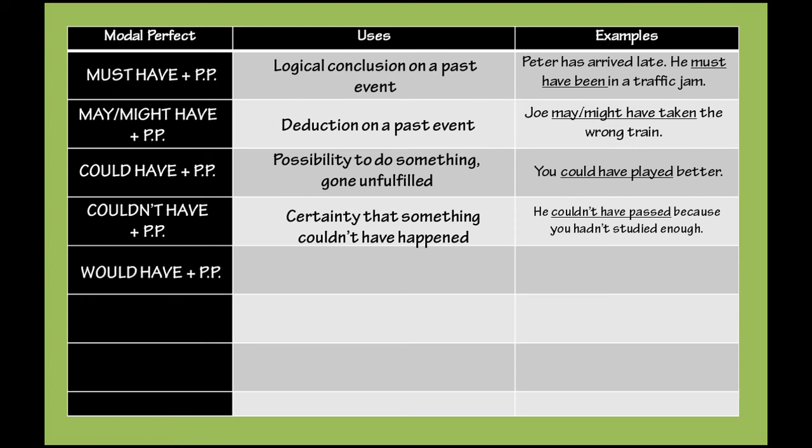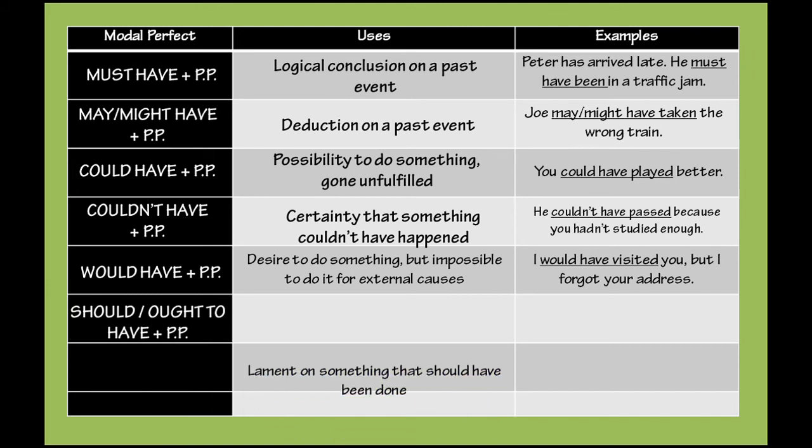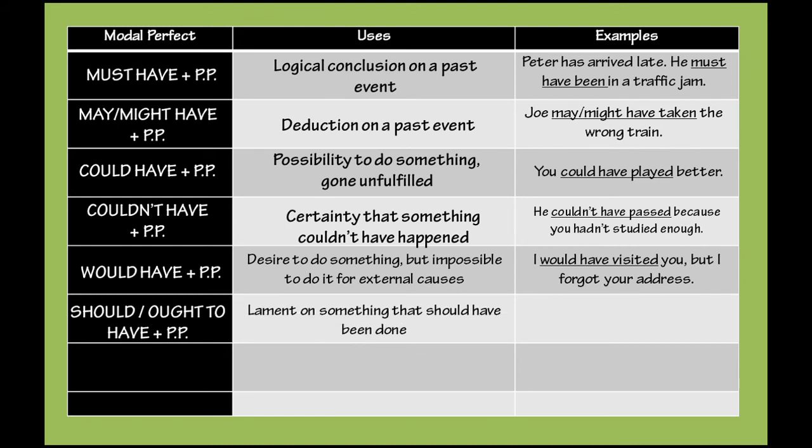Would have plus past participle of the verb. Desire to do something but impossible to do it for external causes. I would have visited you but I forgot your address. Should or ought to have plus past participle of the verb. Lament on something that should have been done. You should or ought to have warned me earlier.